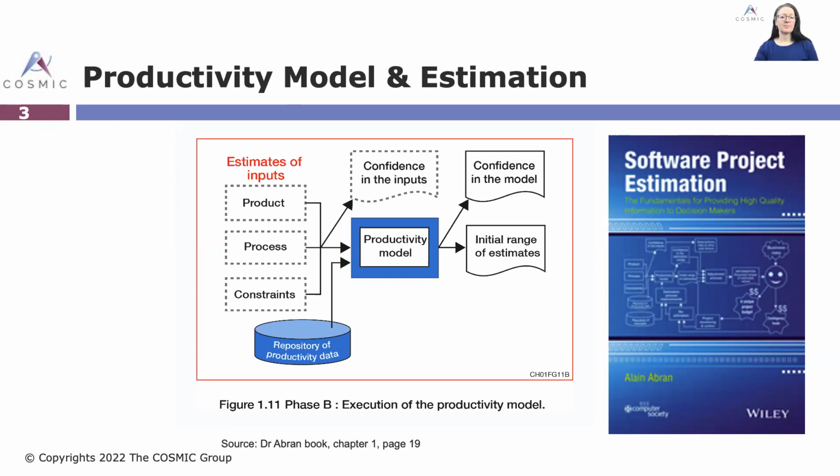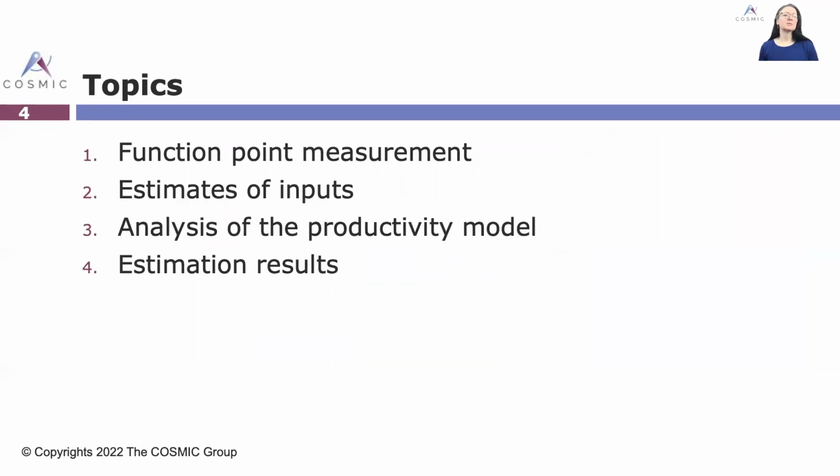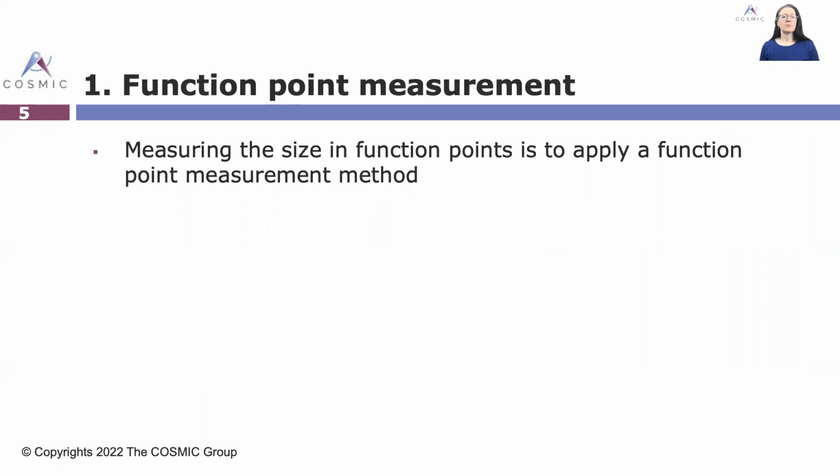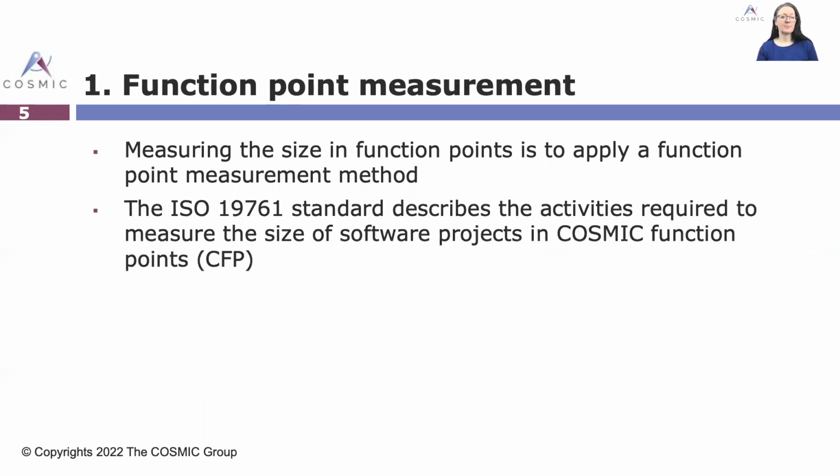To obtain that, we'll cover the following 4 topics: function point measurement, estimates of input, analysis of the productivity model, and estimation result. For the first topic, function point measurement, what is measuring the size in function points? Well, it's to apply a function point measurement method. The ISO 19761 standard describes the activities required to measure the size of a software project in COSMIC function points, or CFP, which is the unit of measurement.